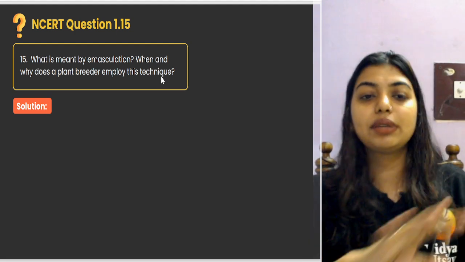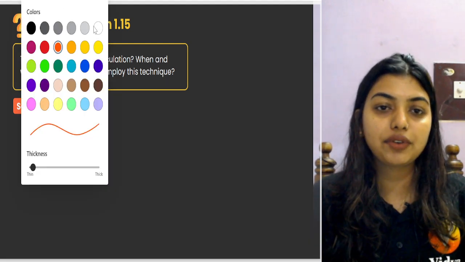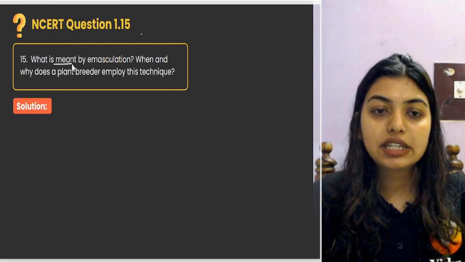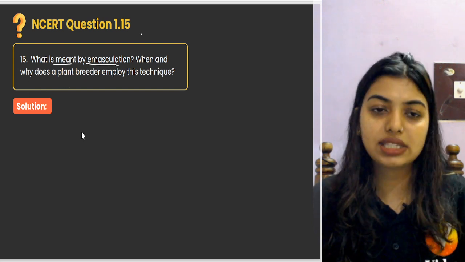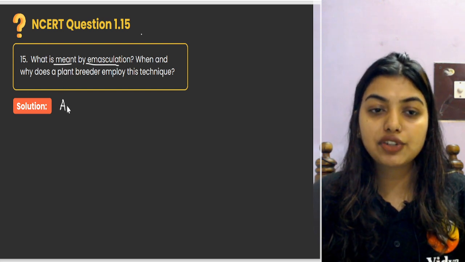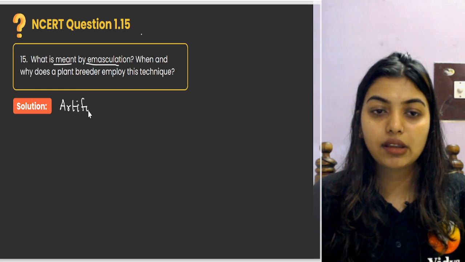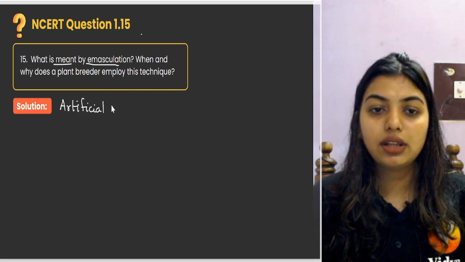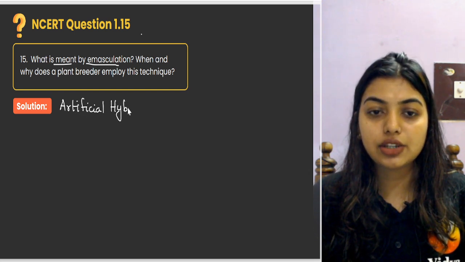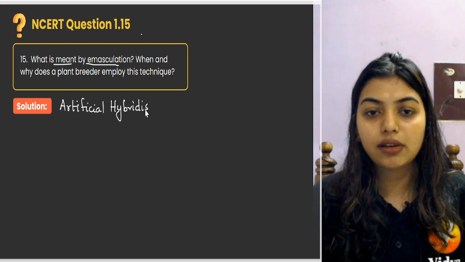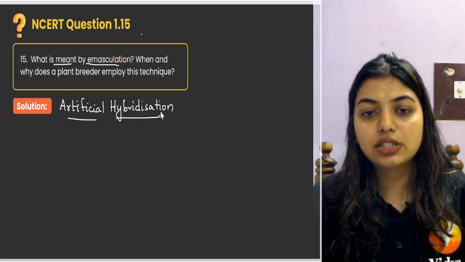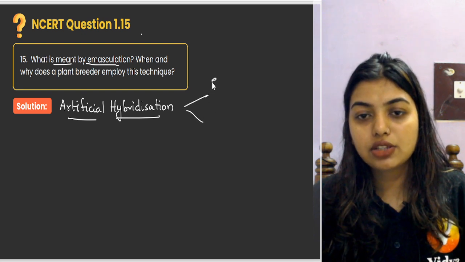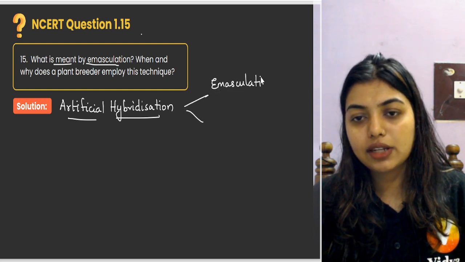Okay, this is going to be the last question that we are going to do. Okay, 15. Now see, what is meant by emasculation? When and why does the plant breeder employ this technique? Now students, under artificial hybridization, we talk about two terms. One is called as emasculation, one is called as bagging.